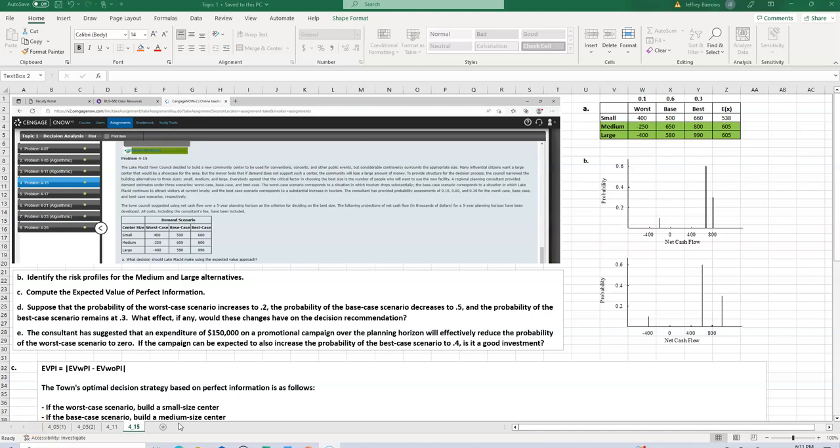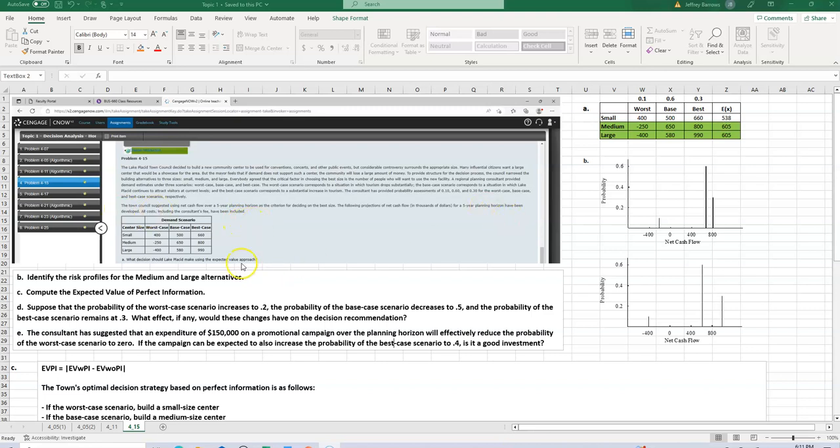Okay, folks, here's problem 415. Very similar to what we just looked at in 411 with the condominium complex. This one is a town is thinking about building a new community center for a variety of different activities.